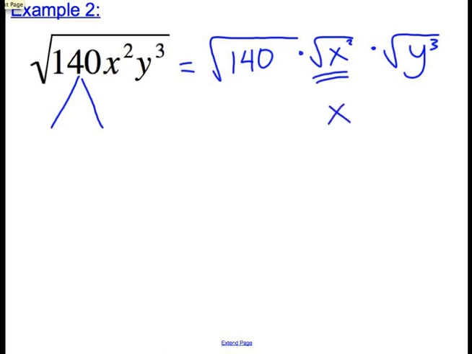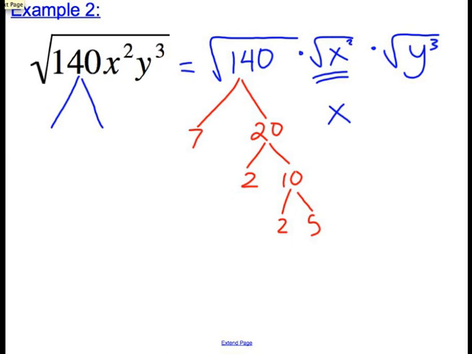We'll talk about y to the third in a minute, but let's practice what we just did in the last video. So we're going to take 140 and separate it into its prime factorization. We know it's 7 times 20. I just pick something I know that multiplies to 140. 20 is 2 times 10. And 10 is 2 times 5. And I'm at the end because I have a prime factorization.